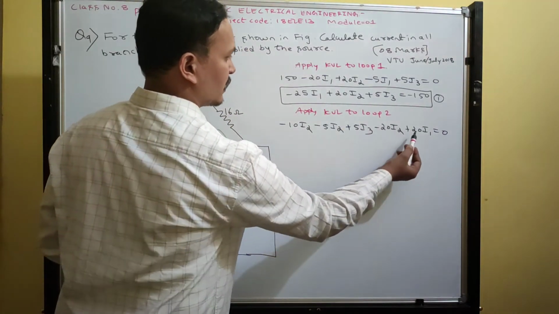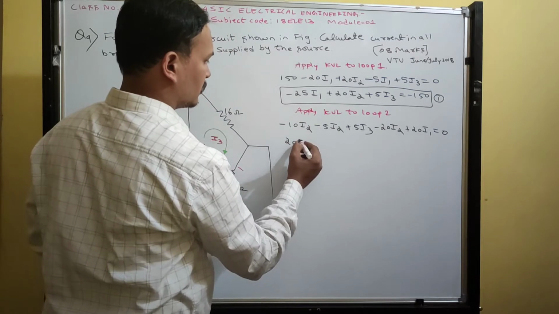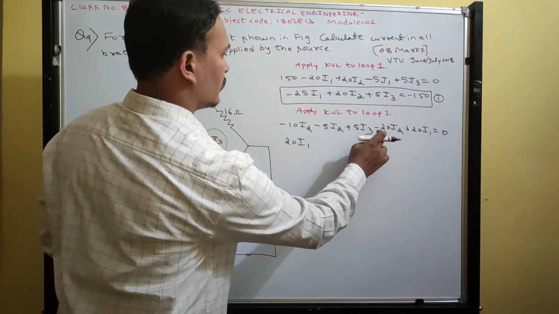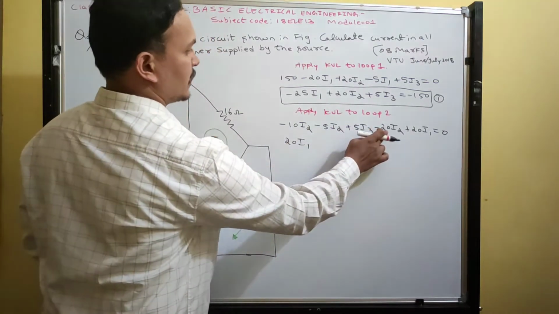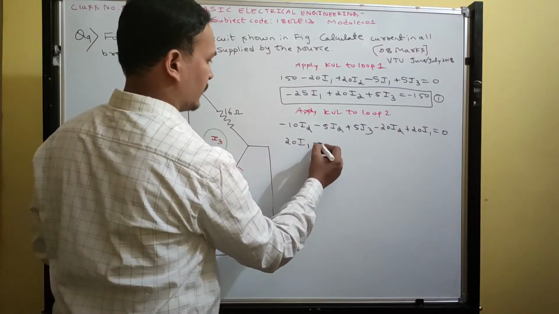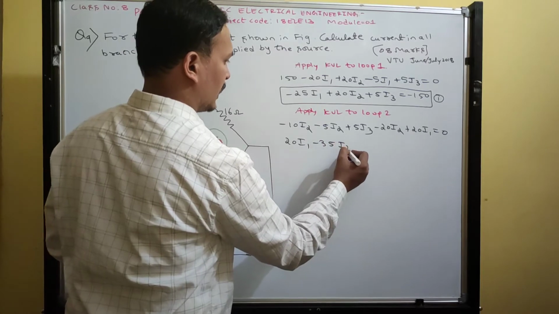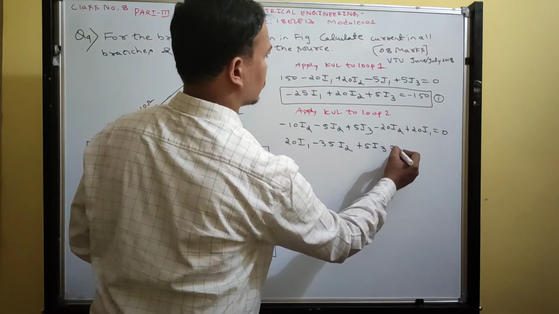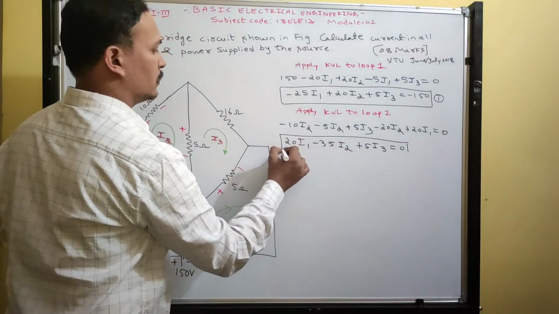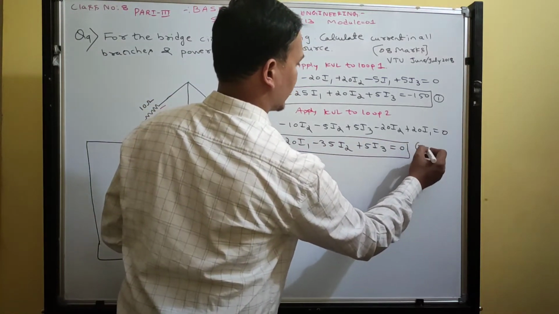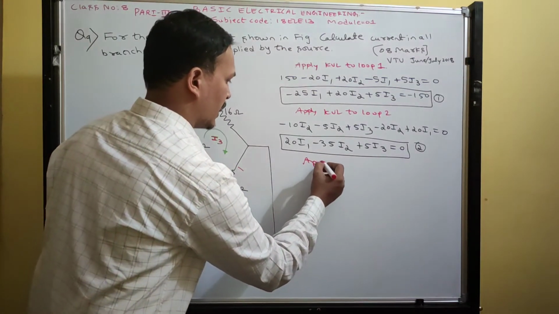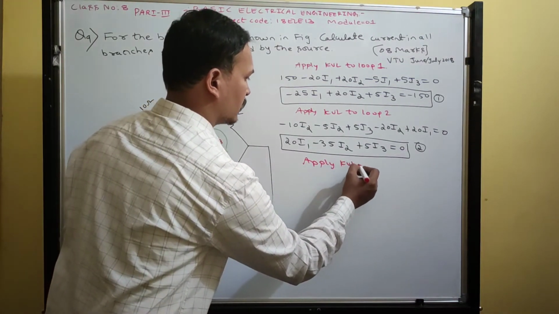Now simplify this. 20 I1. How many I2s are there? Minus 5, minus 20, minus 10. Minus 20, minus 30, minus 35. Minus 35 I2 plus 5 I3 equals 0. This will be the second equation. Now apply KVL to loop 3. If you have a doubt, you can cross check once again.